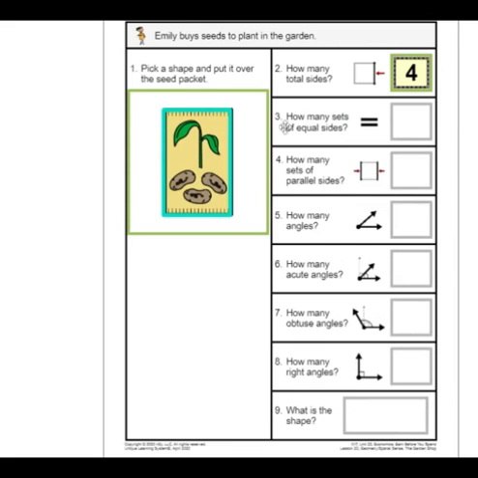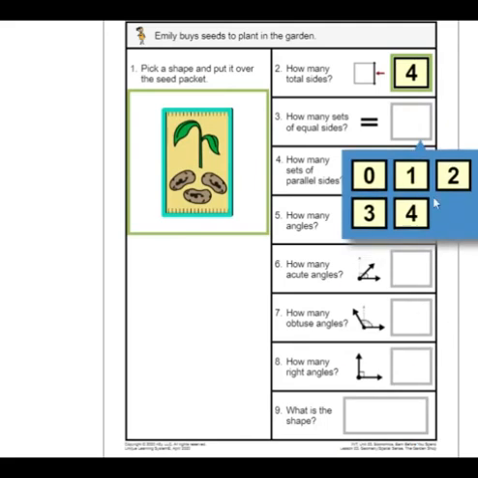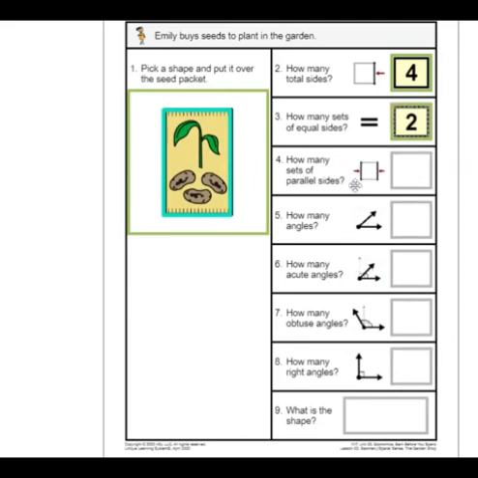4. Now, how many of those sets are equal? We have these 2, the top and the bottom, are equal. They're the same size. So that's 1 set. But these 2 are equal to each other, but not to the top and the bottom. So there's a set here, 1, and a set here, 2. 2. How many sets of parallel sides? The top and the bottom run parallel, and the left and the right run parallel. So that's 1 set, 2 sets.